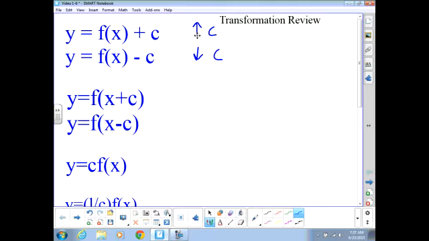Remember, inside the parentheses is opposite of what you would think. So if you have x plus c, that actually makes you go left c. And if you have x minus c, that actually makes you go right c.